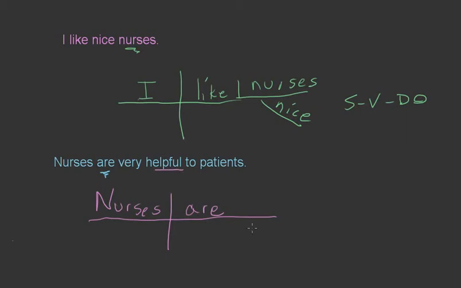Now be careful here. Is helpful another name for nurses? And it's like, no, it's not a name for them. And then we ask ourselves a different question. Does it describe nurses? And here the answer is yes. And we slant the line just as before. Helpful goes here. And this is still like an equal sign, but this is an adjective.